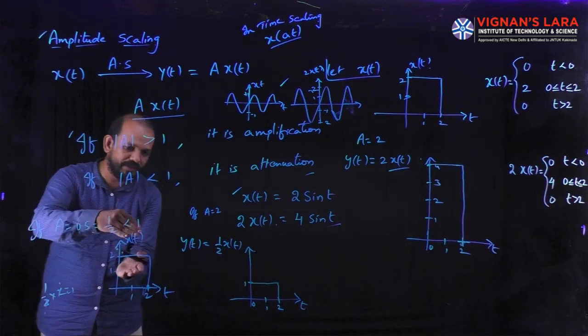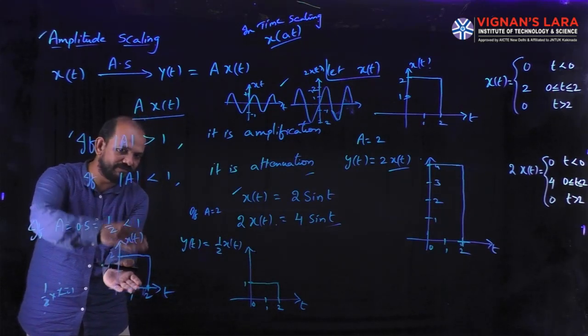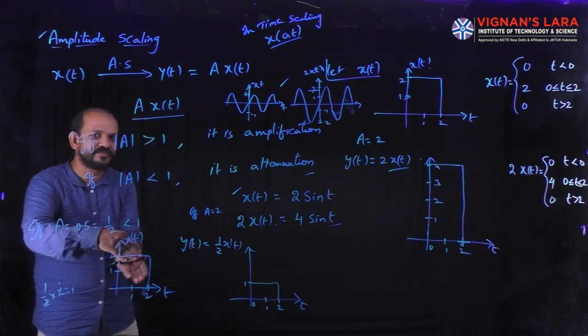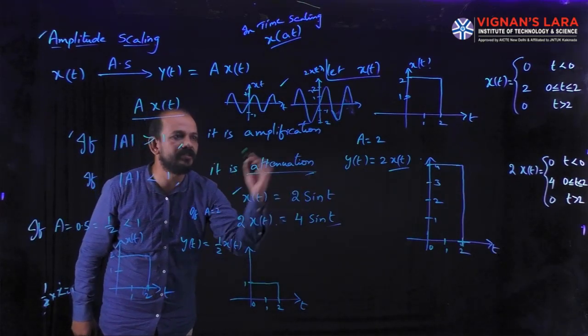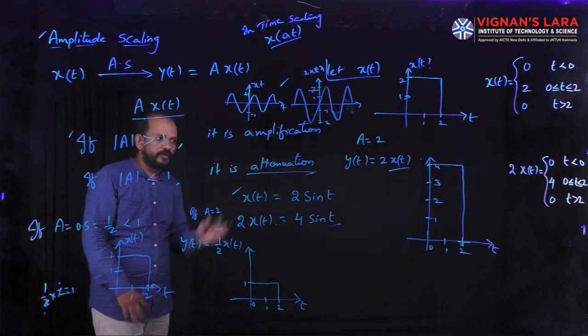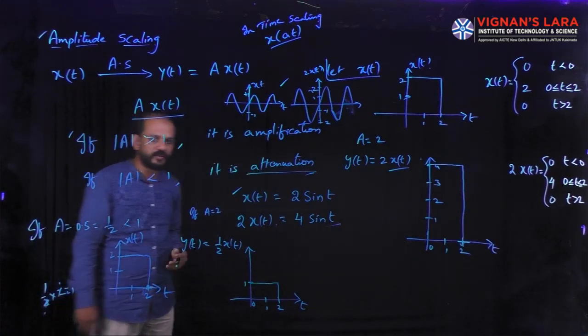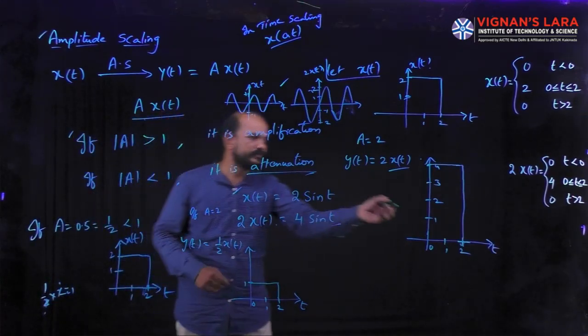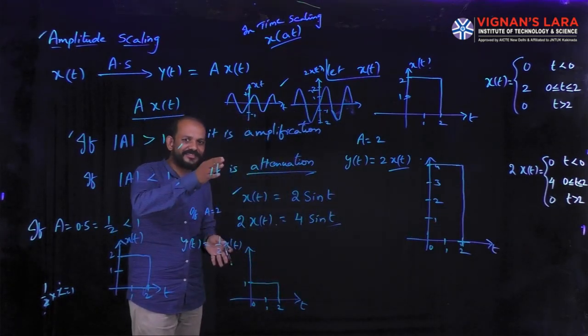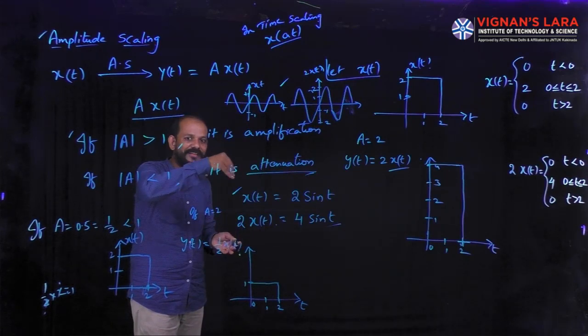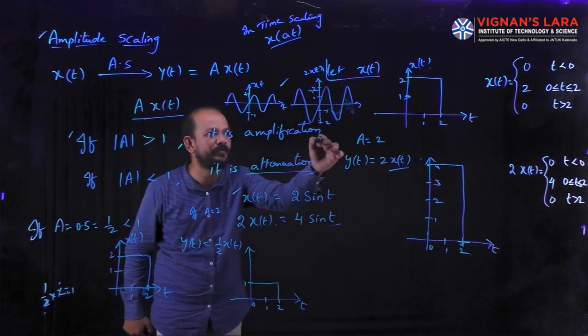See, here the amplitude of signal is reduced, decreased, that is reduction. Hence it is nothing but attenuation. Okay. So if you observe the diagrams, here the change is with respect to the y-axis. The signal is increased in y-axis. That is, the scaling has taken place with respect to amplitude. Hence it is called as amplification.